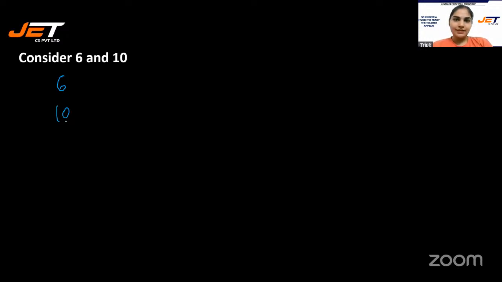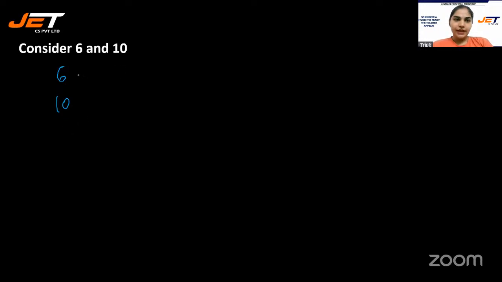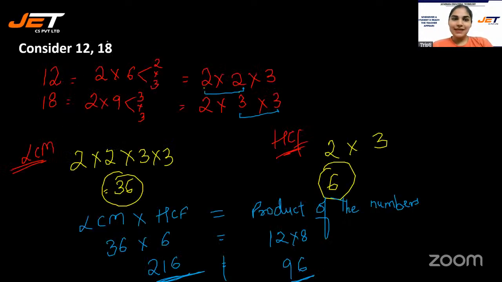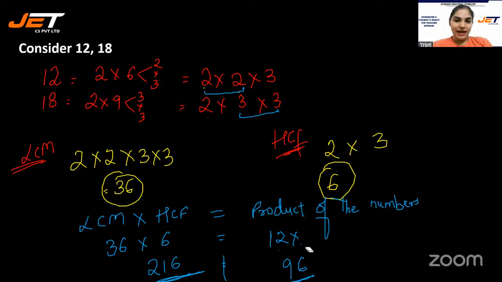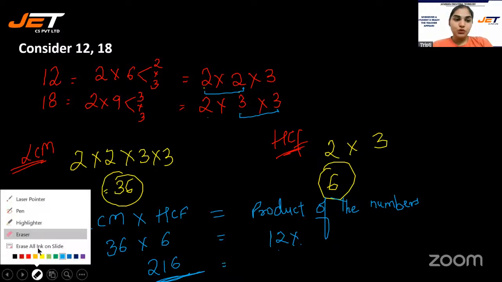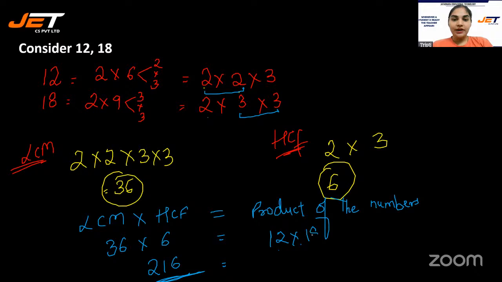I hope that is done. So children, before we do this, see what mistake we have made. Why have we taken the product of the numbers as 12 and 8? It should be 12 and 18, isn't it? It should be 12 and 18. That's why we were getting the wrong answer. So in this way, we can check our answers too.